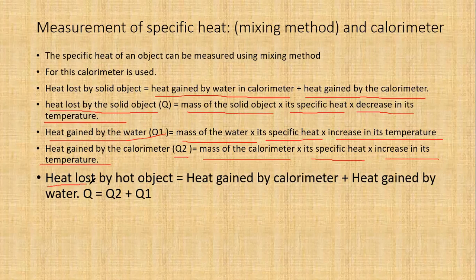Now heat lost by the hot object is equal to heat gained by the calorimeter plus heat gained by the water. That is the main formula: Q equals Q2 plus Q1. So that was all about chapter number 5. Here we completed our chapter.